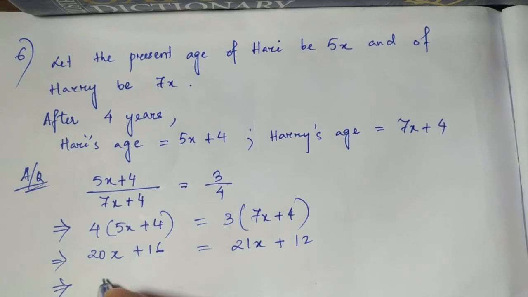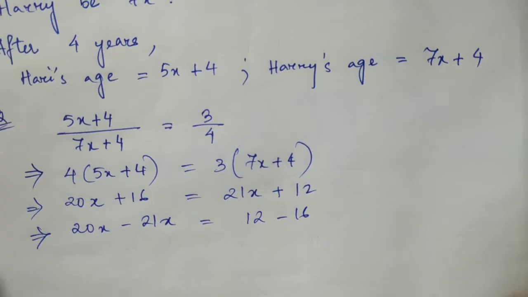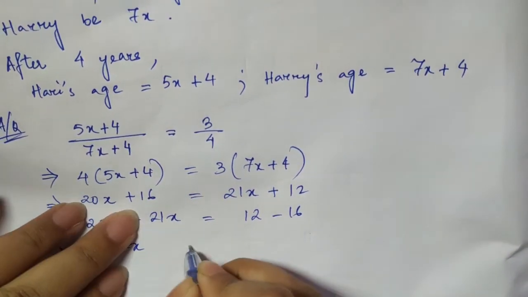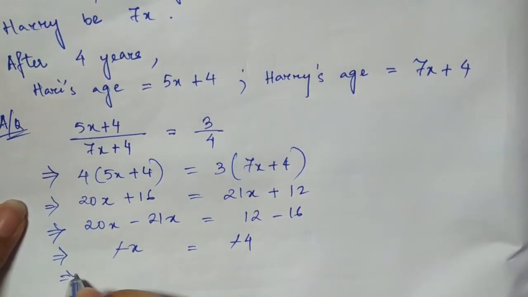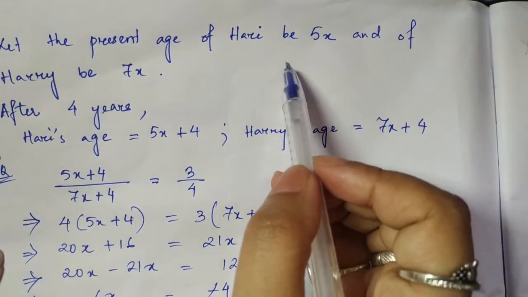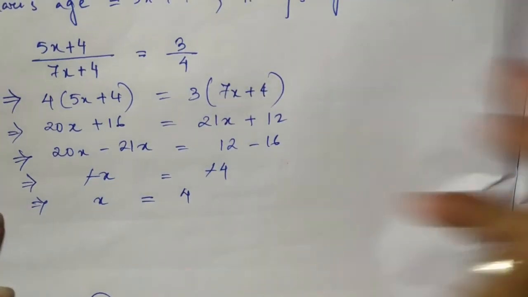So here let's transfer the variables now. 20x minus 21x, 12 minus 16. Okay, let me get some more space here. Minus x, and here it will be minus 4. Can we cancel the minus? Yes, definitely. So x is equal to 4. Now if I have x equal to 4, I can easily find out the present age of Hari and Harry. Okay, so let's write down that.